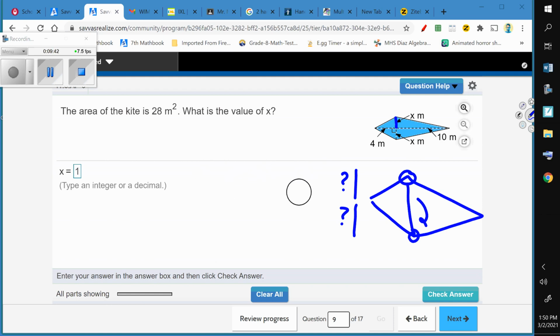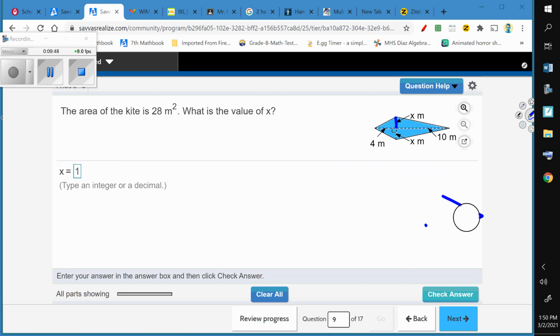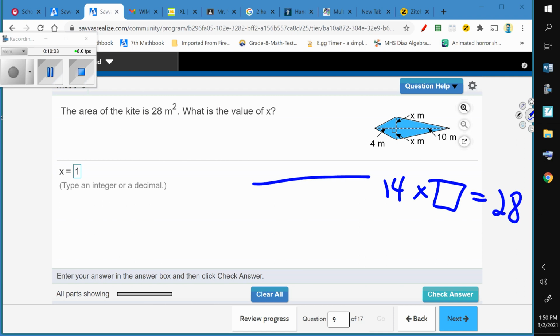I'm stupid. What did I do wrong? I don't want to have to pause the video. So, if that's 14 times something gives me the area of the kite, which is 28. Okay, so the answer is 2. But why? What did I do wrong? 14 times that vertical distance. Oh, okay.